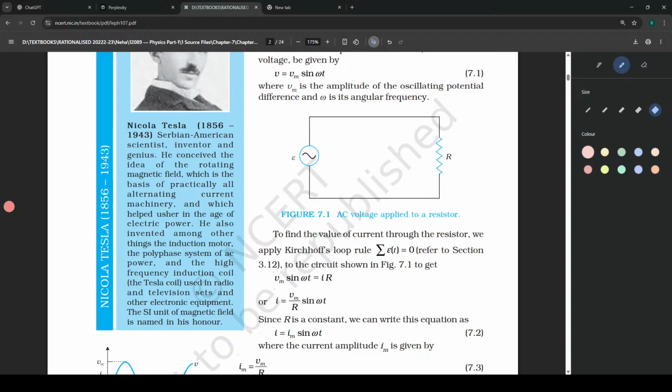The rotating magnetic field, which is the basis of practically all alternating current machinery, and which helped usher in the age of electric power. He also invented, among other things, the induction motor, the polyphase system of AC power, and the high frequency induction coil, the Tesla coil, used in radio and television sets and other electronic equipment. The SI unit of magnetic field is named in his honor. That is, the SI unit of magnetic field is called Tesla, denoted by T, that we have studied much more in our previous chapters.